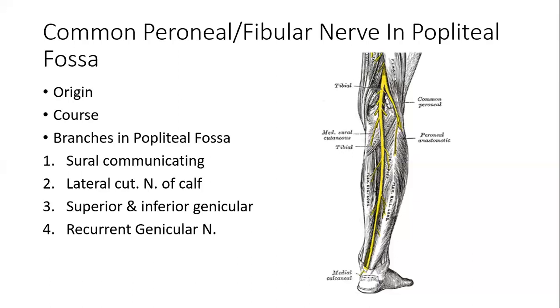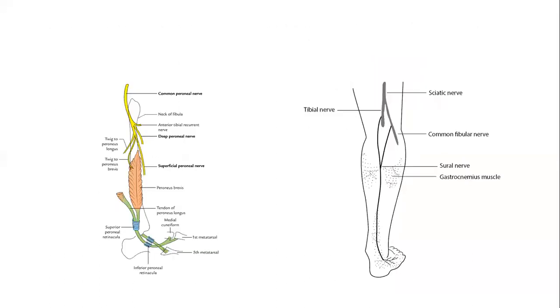Finally, after giving off these branches, against the neck of the fibula, the common peroneal nerve ends by dividing into the deep and superficial peroneal nerves while still lying within the substance of peroneus longus muscle. So this was all about the origin, courses and branches of the tibial nerve and common peroneal nerve in the popliteal fossa.